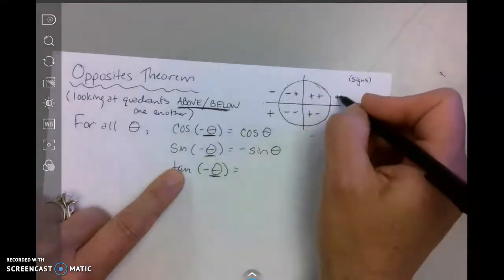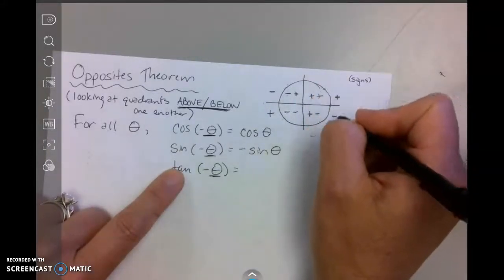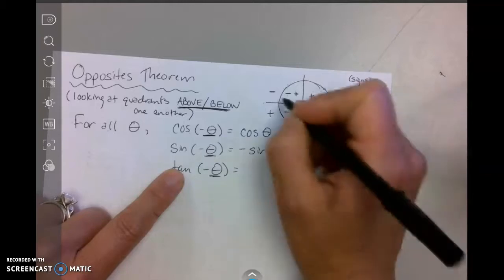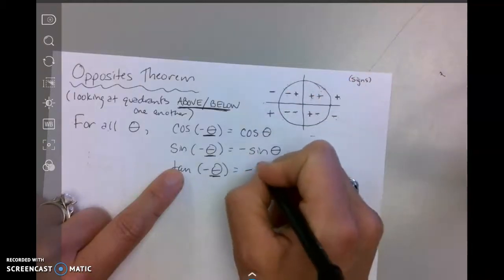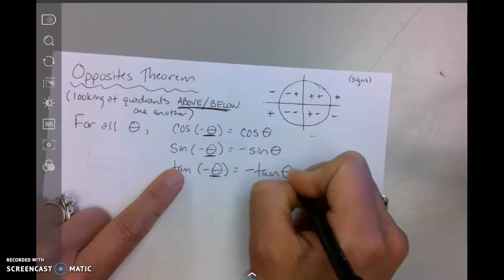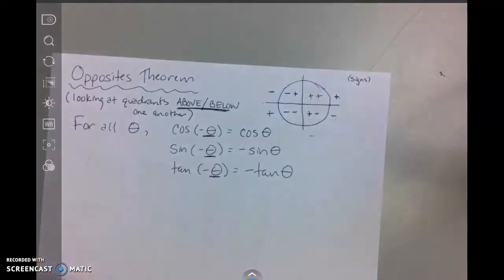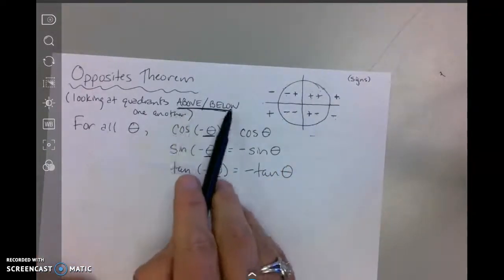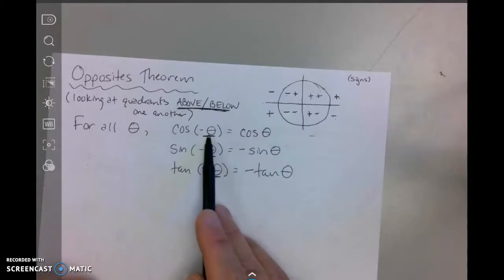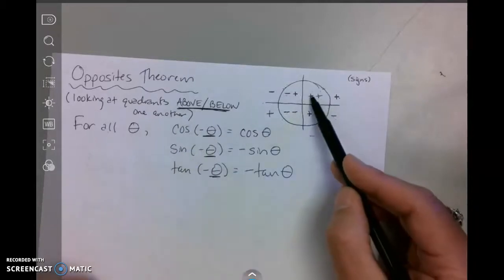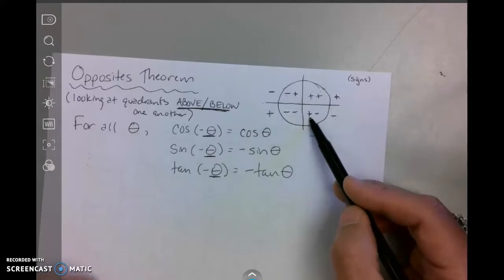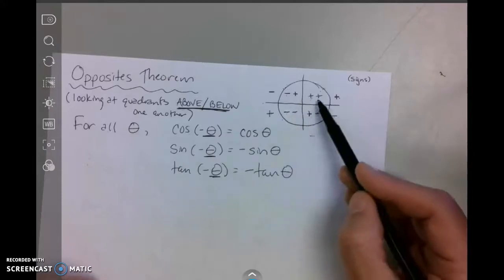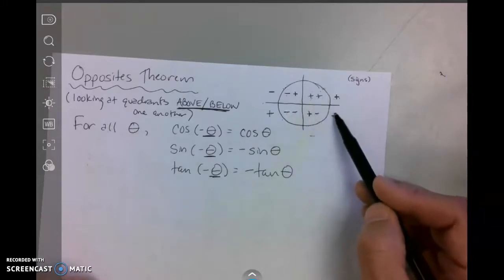Tangent. Look at the tangent. Above and below, tangent is positive and negative, negative and positive, tangent changed. So the opposites theorem, we look at above and below, and we look at the opposite angle. We look above and below, cosine stays the same, sine changes, tangent changes.